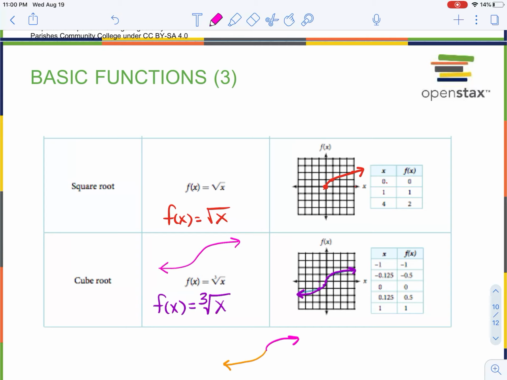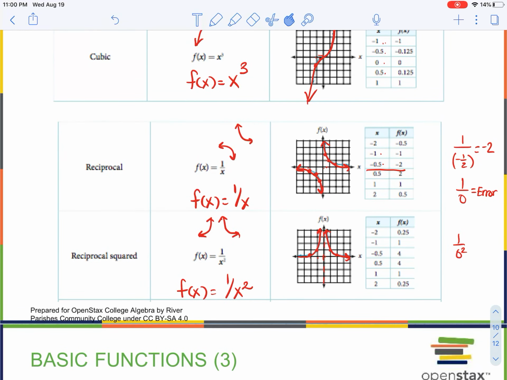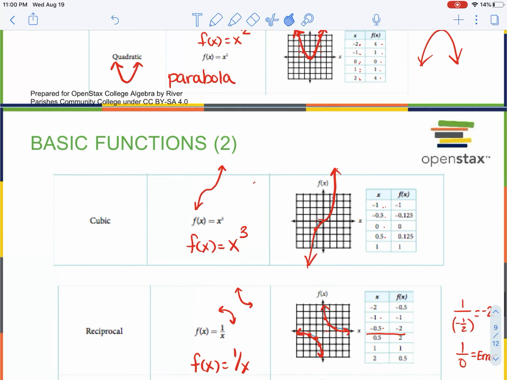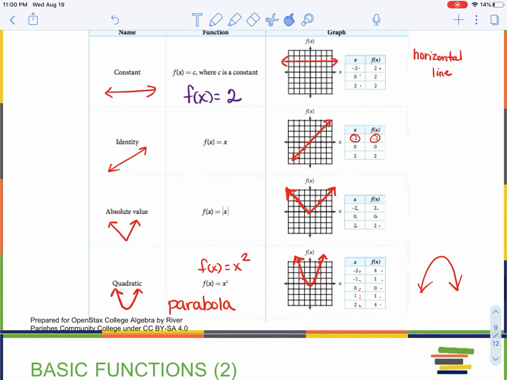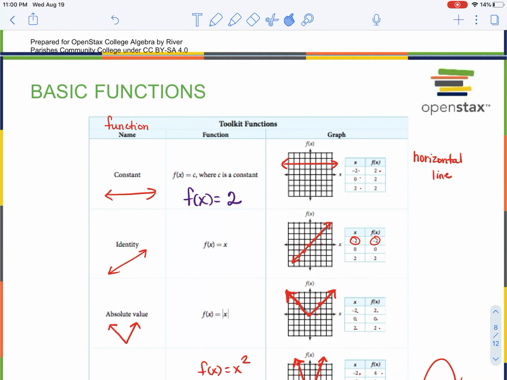Okay, so these are your basic functions when you graph them. We didn't add any extras. It's just basically you're doing that type of function to x. So the cube root of x, the square root of x, reciprocal is the reciprocal of x. Reciprocal squared would be the reciprocal of x squared. Cubic would be cubing x. Quadratic would be squaring x. Absolute value would be the absolute value of x. Identity is just x. And constant is the only one that doesn't really have an x, and that's where you have just a regular number, a regular constant.